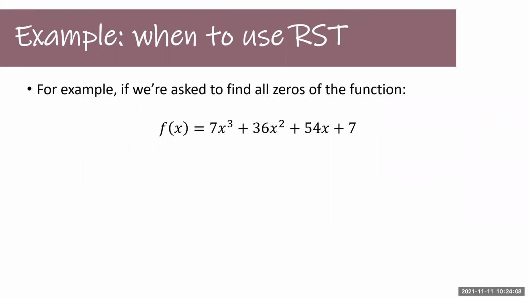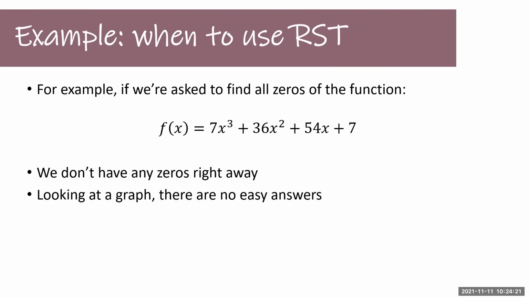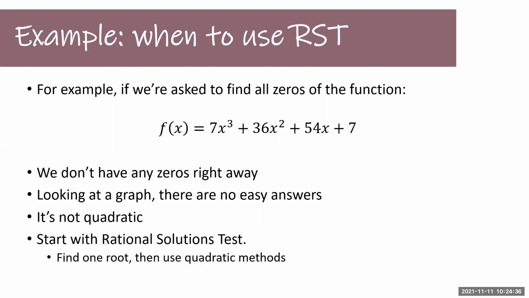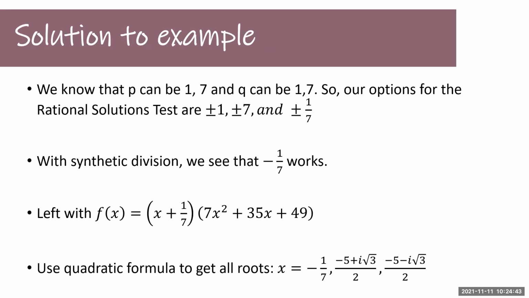So, for example, let's say that we're asked to find all zeros of this polynomial function. We don't have any zeros right away, right? We're not told anything about the zeros. If we look at the graph, which I don't think I've shown here, there are no easy answers. Go ahead and graph it in your calculator and you'll see there's nothing really helpful there. It's not quadratic because it's cubic and we can't factor anything out. So this is a good place to start with the rational solutions test. Again, we'll find one root and we'll use the quadratic methods from there.